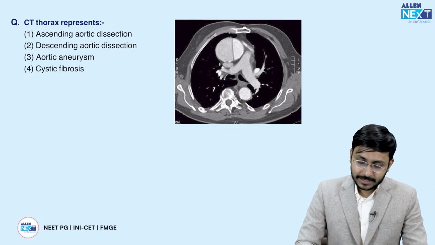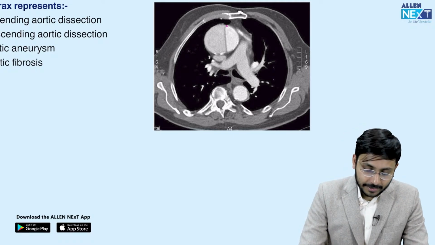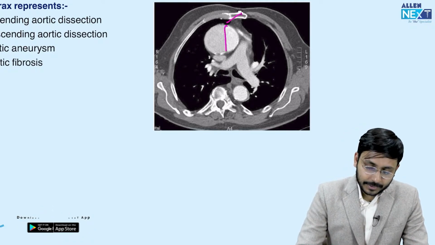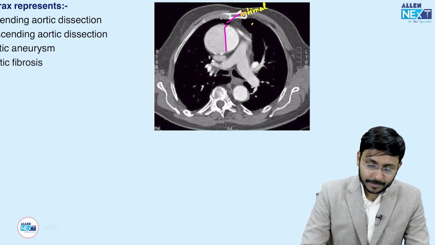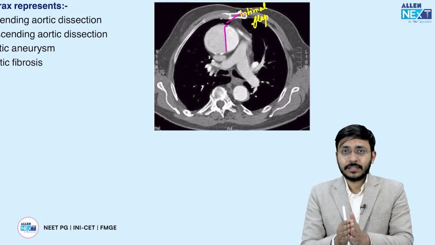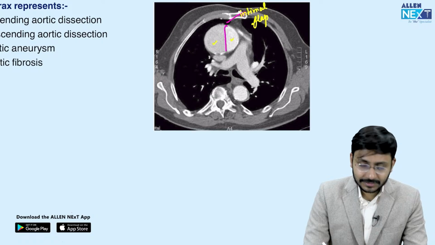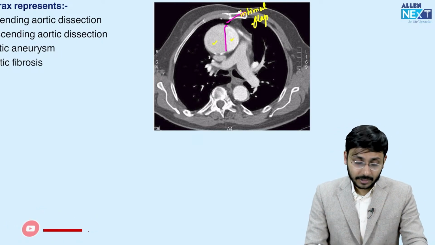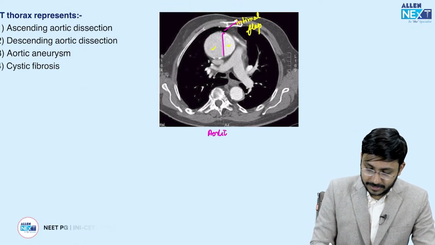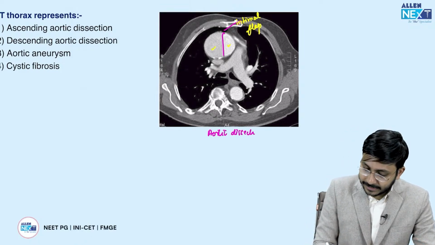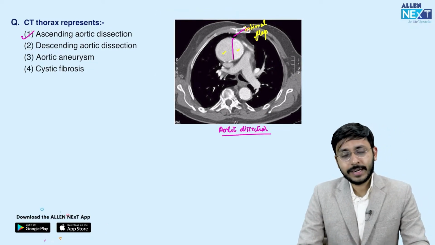So here we see that the ascending aorta is number one dilated. Yes. And we see this intimal flap. This is known as an intimal flap, which is dividing this aorta into two lumens. This is one lumen and then this is the second lumen. So what is the diagnosis? This is aortic dissection. And since the anterior aorta or the ascending aorta is involved, this will be an ascending aortic dissection.